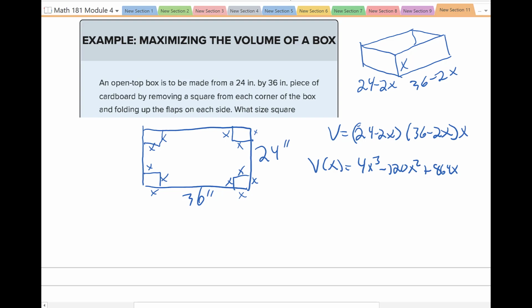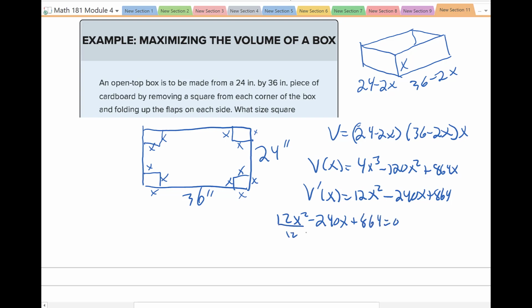So we're going to take our derivative. That's 12x squared minus 240x plus 864. From here, I'm going to set it equal to 0, so 12x squared minus 240x plus 864 equals 0. I could divide a 12 out of every term, and I would have x squared minus 20x plus 72 equals 0.